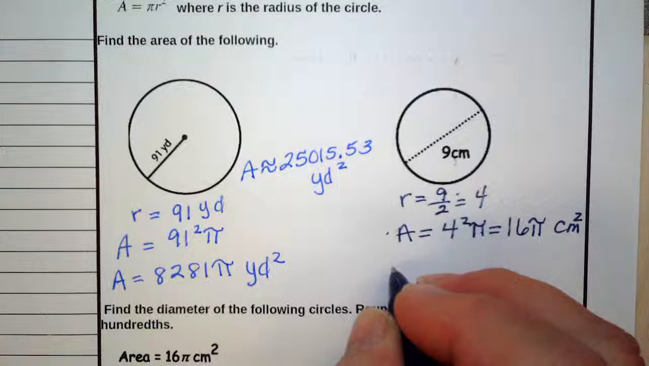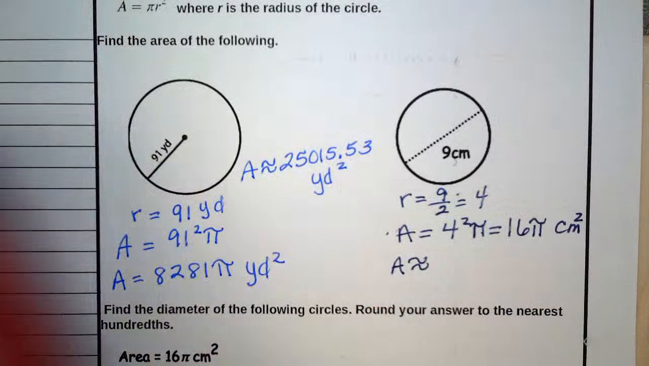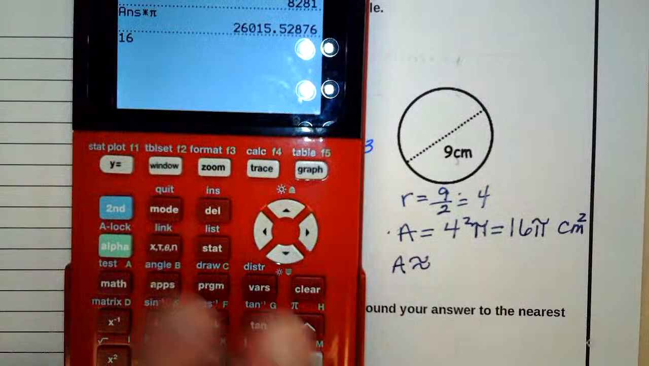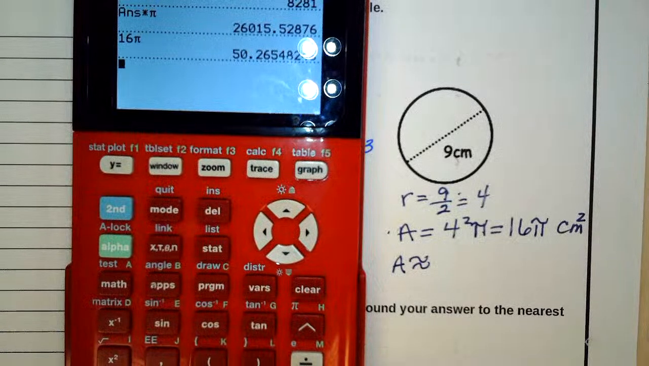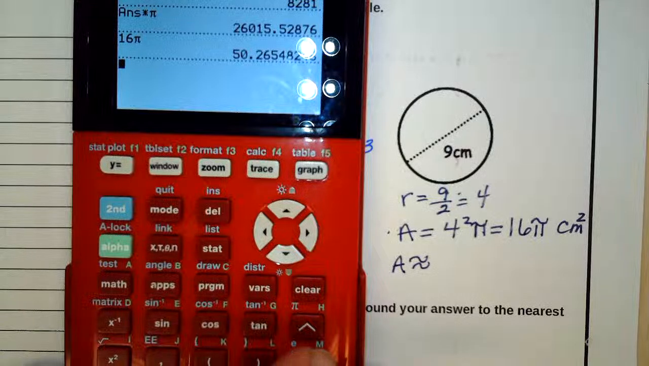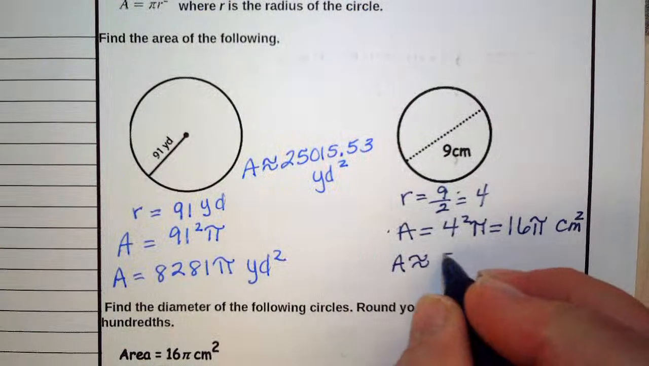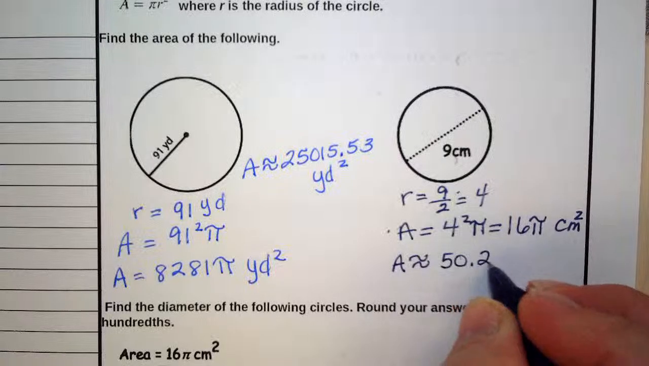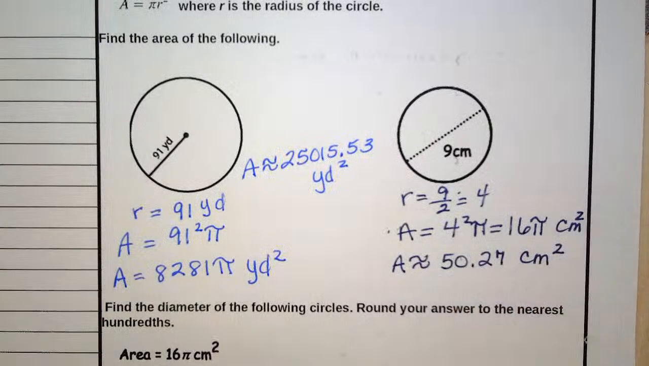Okay, so what is it approximately? I'm going to type in 20.25 pi, and I get 63.617, so it's approximately 63.62 centimeters squared.